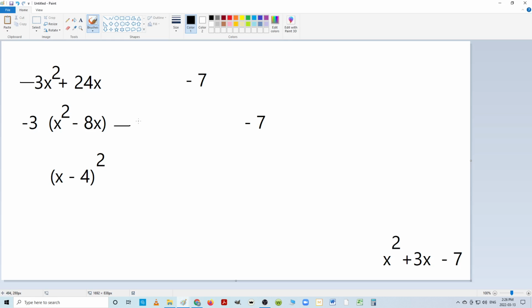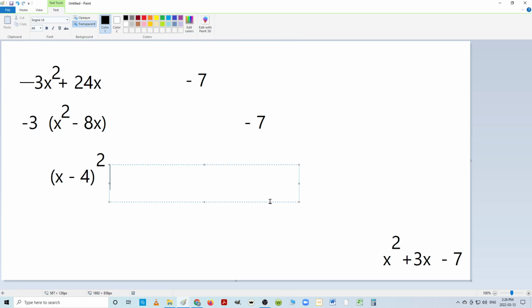And I'm going to let you in on a secret. You just end up subtracting the number you don't want. But anyway, let's just go do it the long way. This will expand to x squared minus 8x and then plus 16.